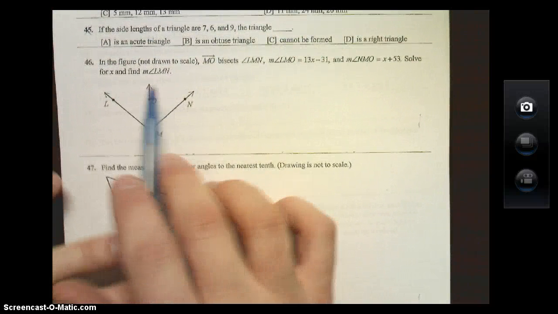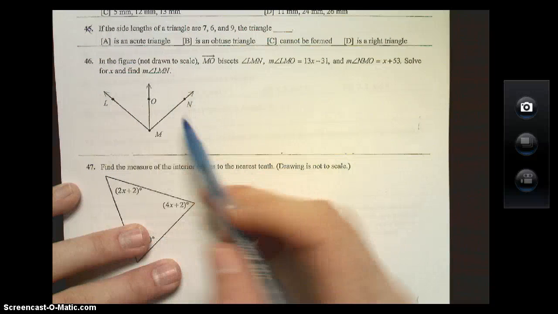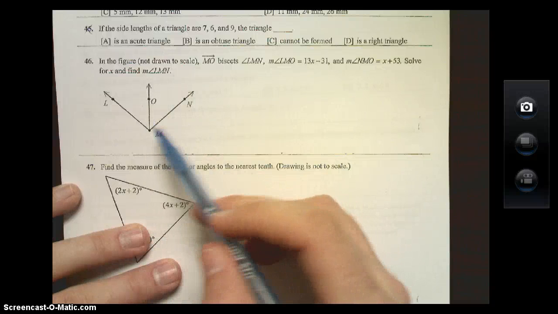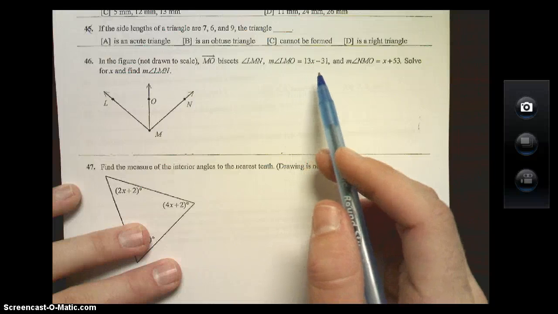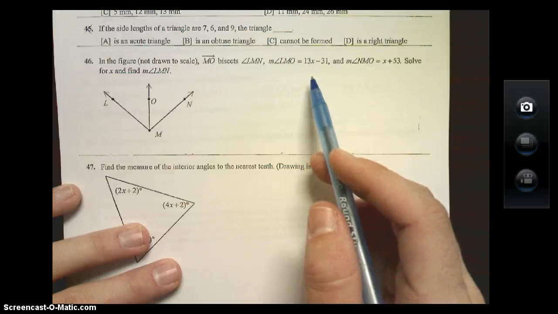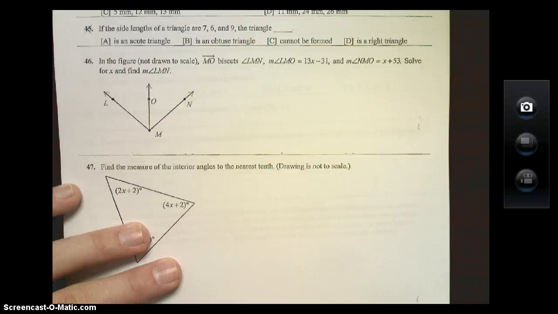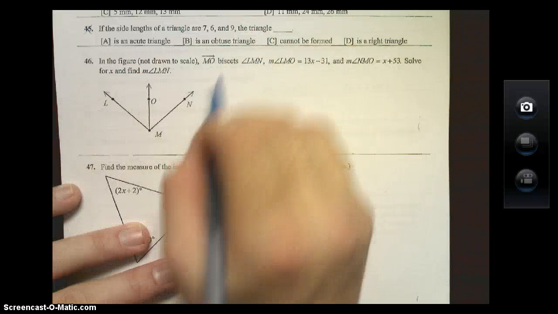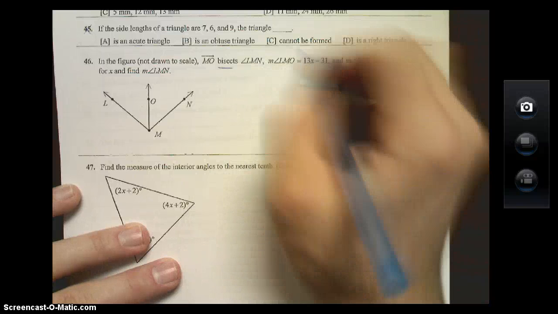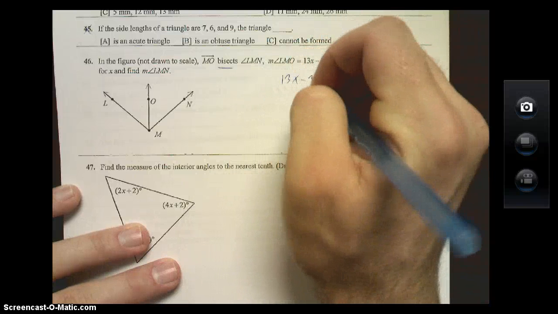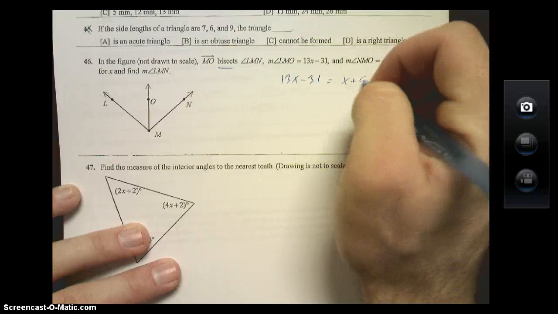I'm going to jump in here with number 46 then. In the figure, not drawn to scale, ray MO bisects angle LMN. Measure of angle LMO is 13x minus 31, and the measure of angle NMO is equal to x plus 53. Solve for x and find the measure of angle LMN. If it bisects, it's cutting in half. So what I can do is take these two expressions and set them equal to one another.